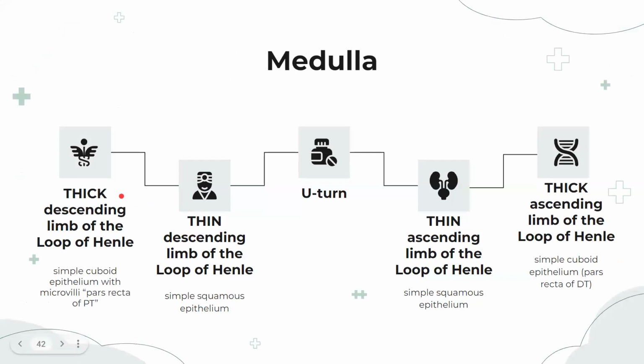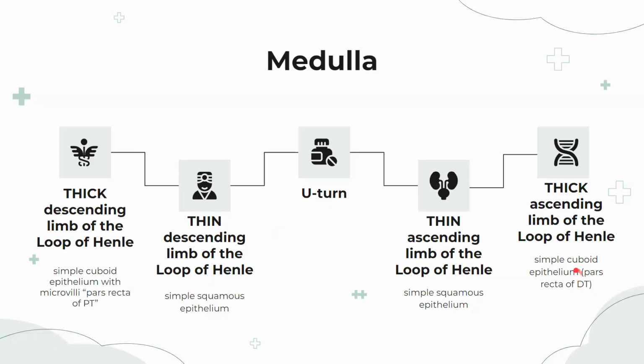If we were to talk about the kinds of cells in the entire loop of Henle, it's not uniform. The thick descending limb has simple cuboid epithelium with microvilli, and this is synonymous with the pars recta of the proximal tubule, which is pretty much what I explained to you guys earlier. The thin descending limb has simple squamous epithelium because of the name thin. It would obviously have a flattened kind of cell, which is squamous epithelium. Then we have the U-turn portion, which has the same epithelium, simple squamous. We have the thin ascending limb, which once again has simple squamous epithelium, because it's thin. And then lastly, the thick ascending limb of the loop of Henle has simple cuboid epithelium, which is synonymous with that of the pars recta of the distal tubule.